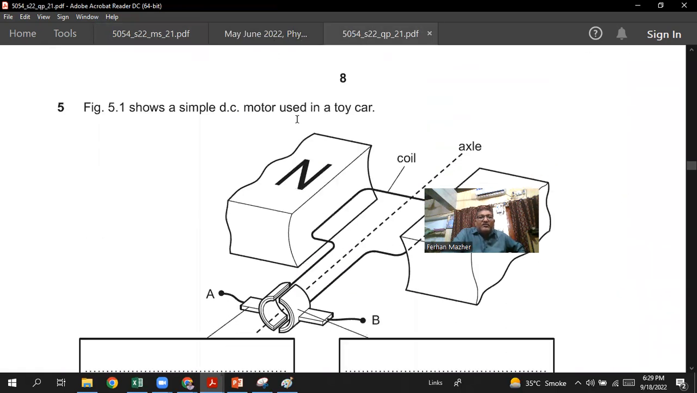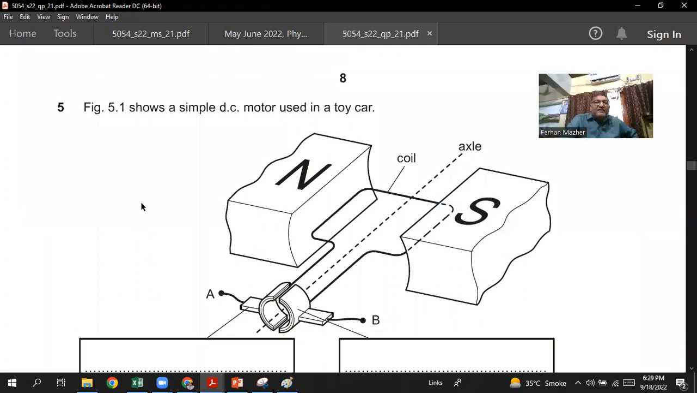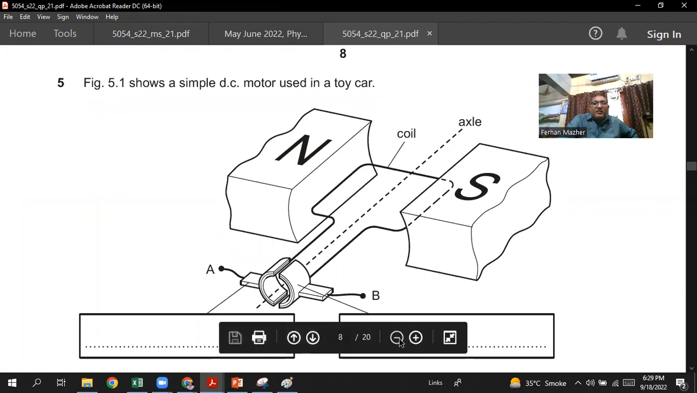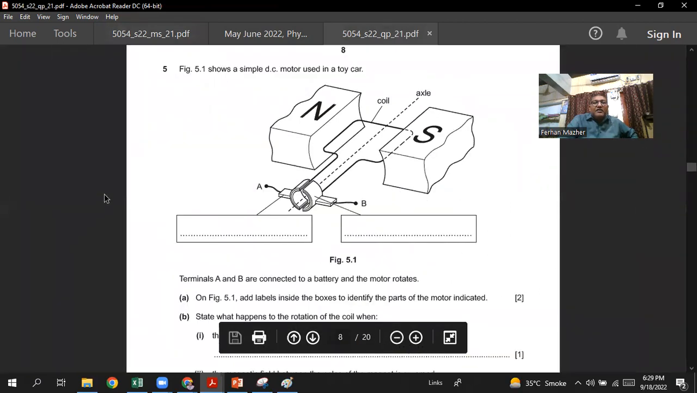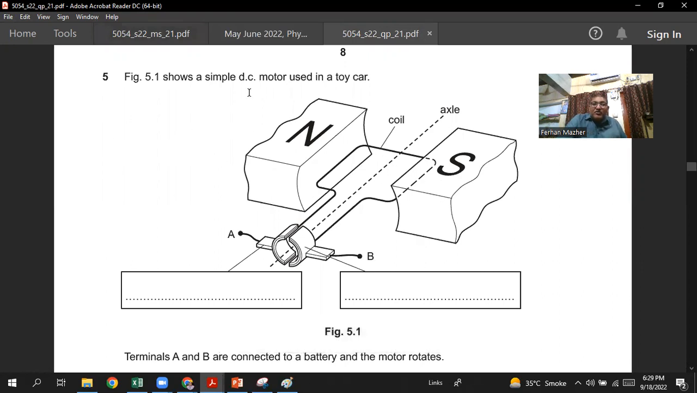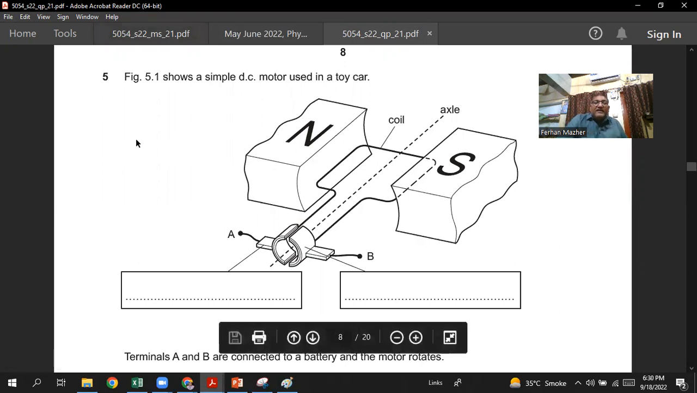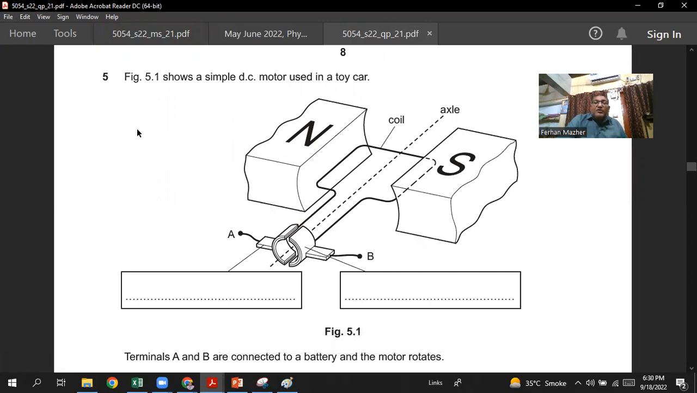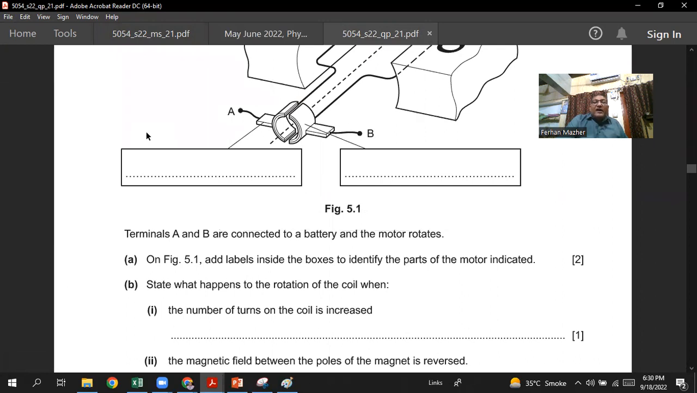Okay, so now we are going to the next question. The next question is question number 5, coming up on your screen. So you can see the whole question. He says the figure 5.1 shows a simple DC motor used in a toy car. Terminal A and B are connected to a battery and the motor rotates. On the figure 5.1, add labels inside the boxes to identify the parts of the motor indicated.